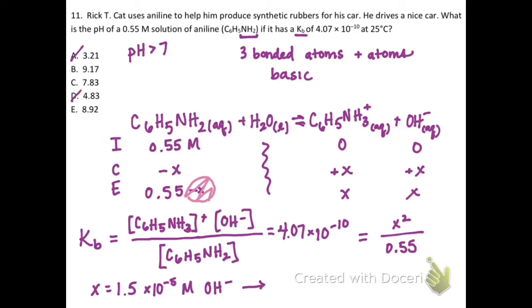And so when we go ahead and take the negative log of this number, what we end up with is a pOH of 4.83. And so then to find pH, we'll just do 14, because we're at 25 degrees Celsius, minus 4.83. And we can see then that our pH is 9.17, which is indeed above 7, which was our initial prediction. So our final result makes sense.